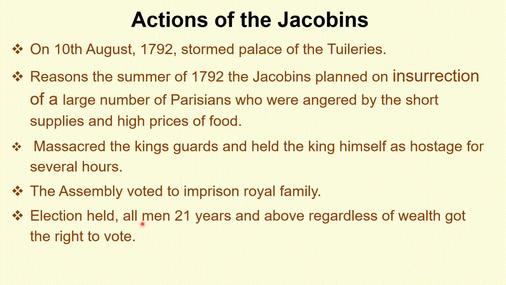In the election held, all men 21 years and above, regardless of wealth, got the right to vote. And what was the age in the constitutional monarchy? At that time the age was 25 years, and one other condition was that they had to pay a tax equal to three days' wages. But both conditions were removed and the age was reduced to 21 years. But here you see only men are allowed. Women are not allowed here.